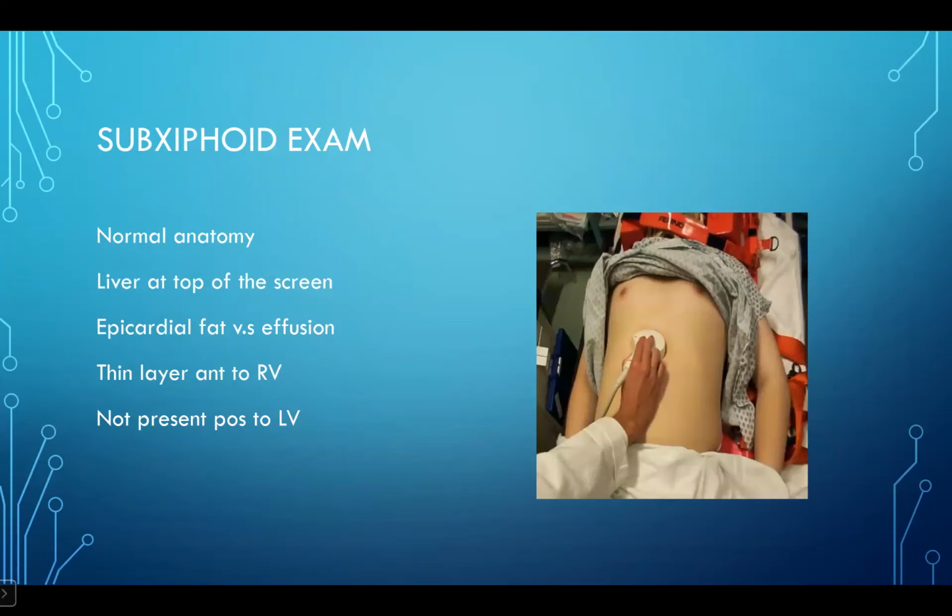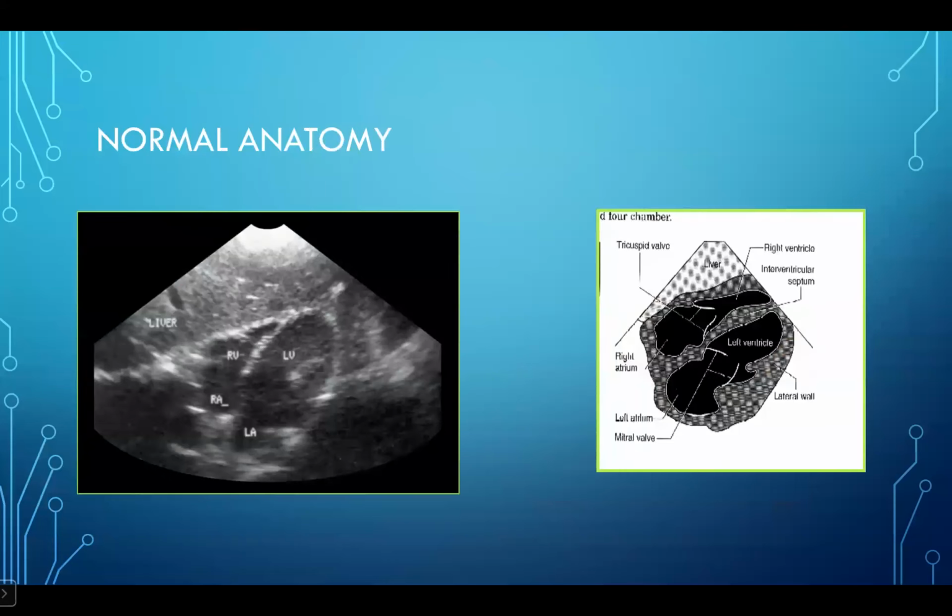Now we have the subxiphoid examination. We put the probe subcostally below the xiphoid process and examine the area, which shows the liver at the top of the screen and the 4-chamber view of the heart. It is very important not to mistake the epicardial fat pad, which appears as a thin layer of fat anterior to the right ventricle and not present below the left ventricle. It is very important not to mistake it for fluid.